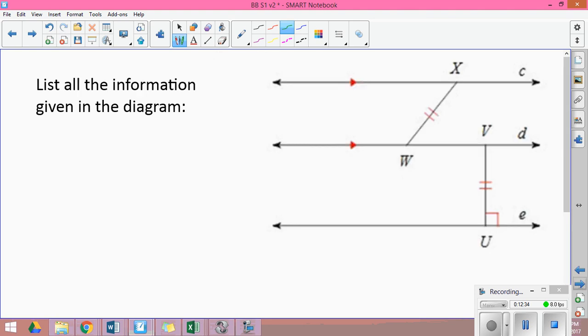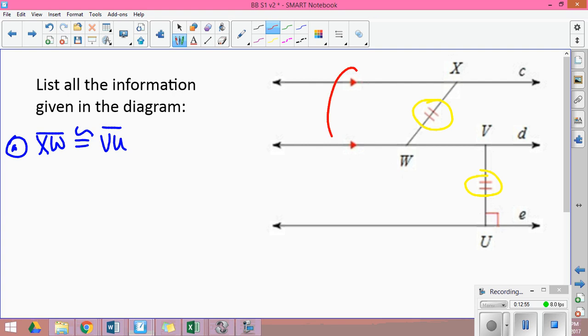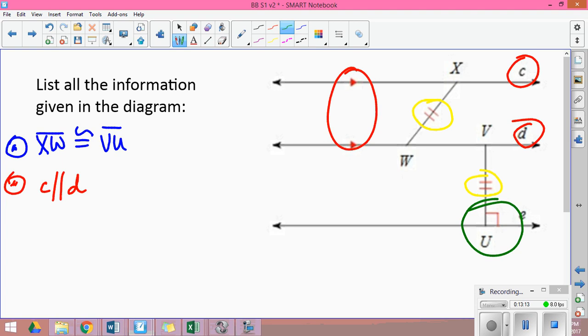If we look at the next one, we want to list the information it gives us. So the first thing I see are those two, and then I would write that XW is congruent to VU. And if you do WX, that's totally fine. So there's one piece of information. Here, I'm being told parallel. So my next piece of information is that C is parallel to D, because I can use these lowercase letters to name it. The last piece of information from this picture is that right there. And there's a couple of ways that I can make that notation, and they're all the same.